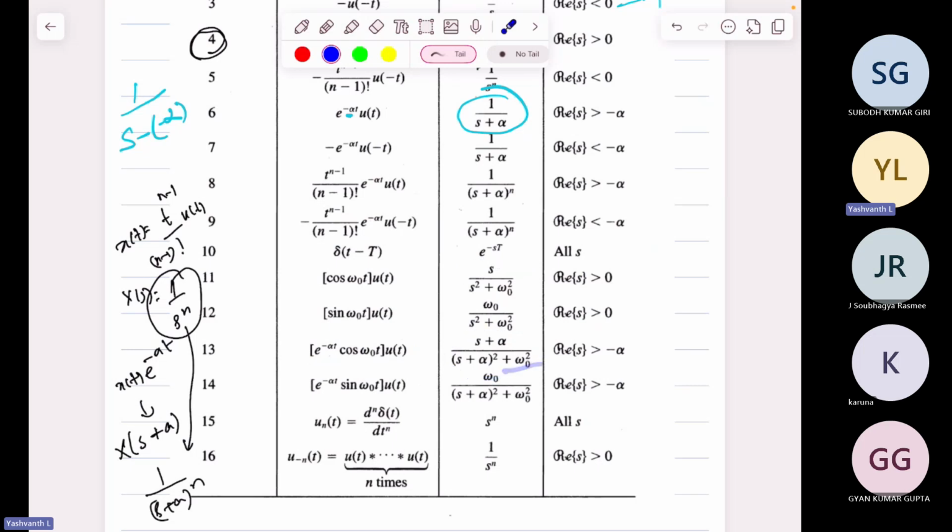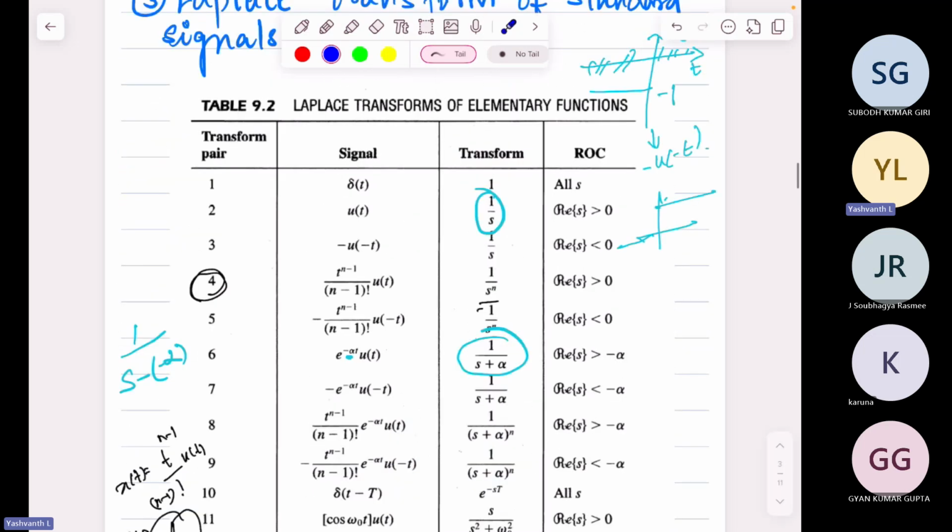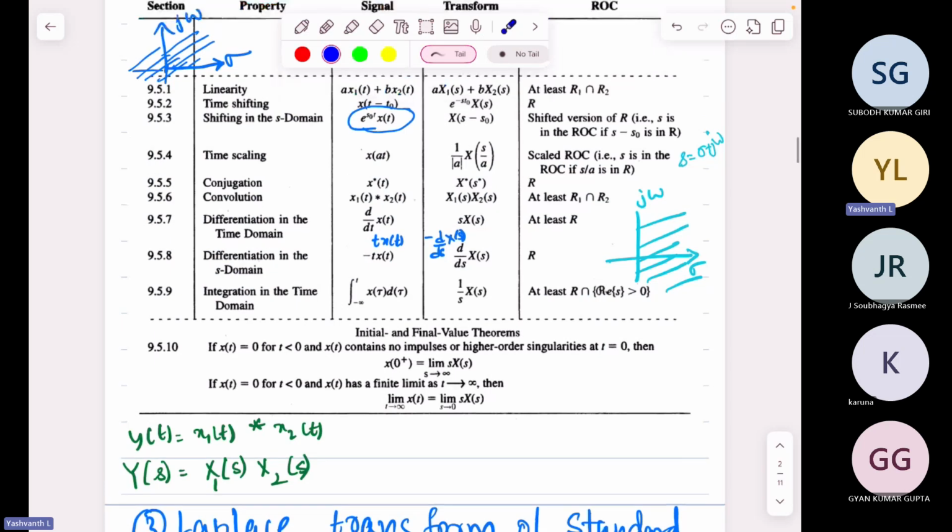So just by using properties of the Laplace transform, you can obtain one from another. Similarly for e power minus alpha t also. Now u n of t is, let's say, defined as the nth derivative of delta of t. Now this will have the Laplace transform s power n. Again you can make use of this. You see, go back to the differentiation property.